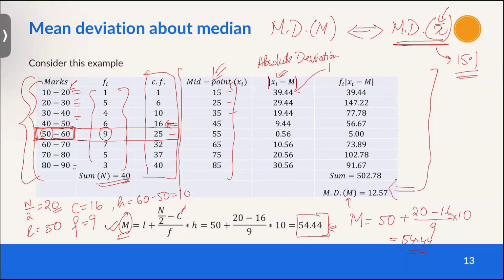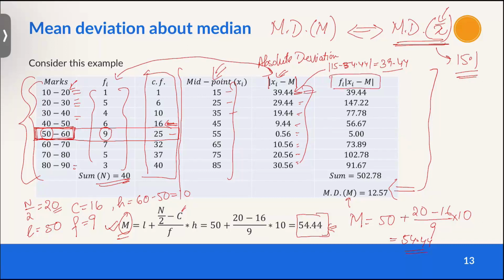This is the modulus of 15 minus 54.44, which comes out to be 39.44. See, this is this. And so on, we calculate for each value. Okay, now we multiply the frequency with the absolute deviation. So we get this table.